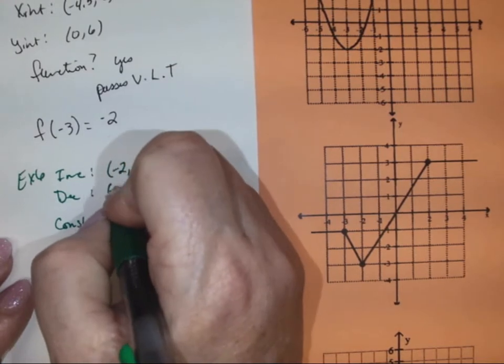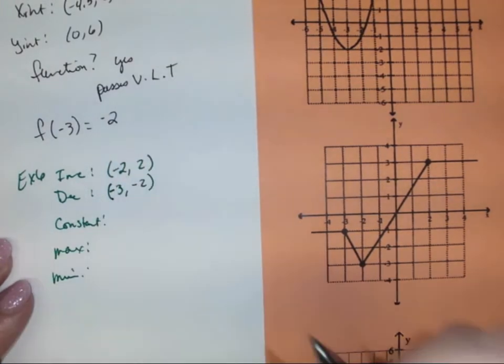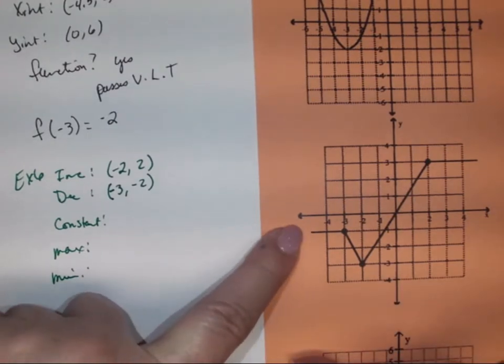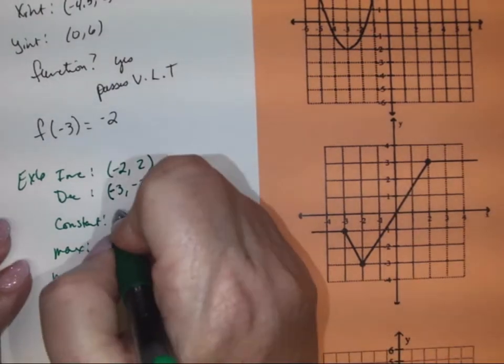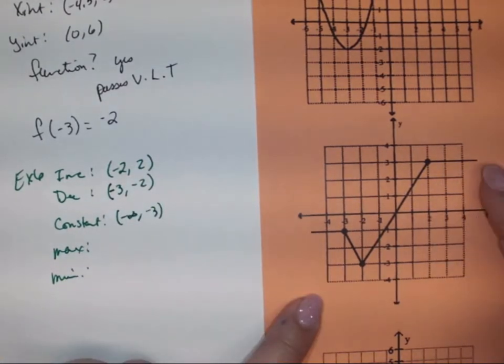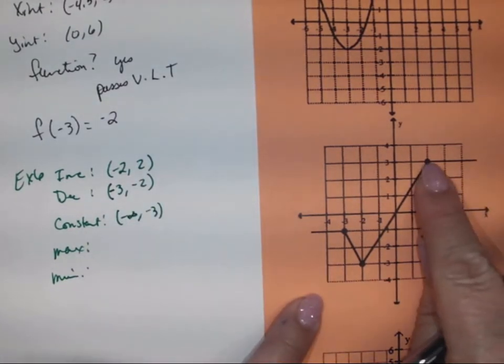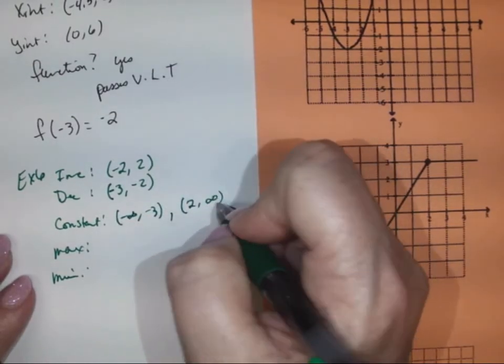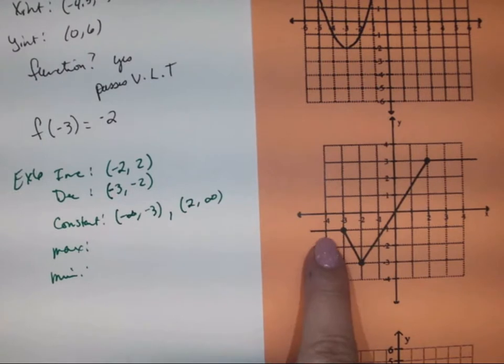So -3 to -2. The constant starts from -infinity and goes to -3. And it starts up again at +2 and goes to infinity. Remember, the constant is where it's just going along like a horizontal line.